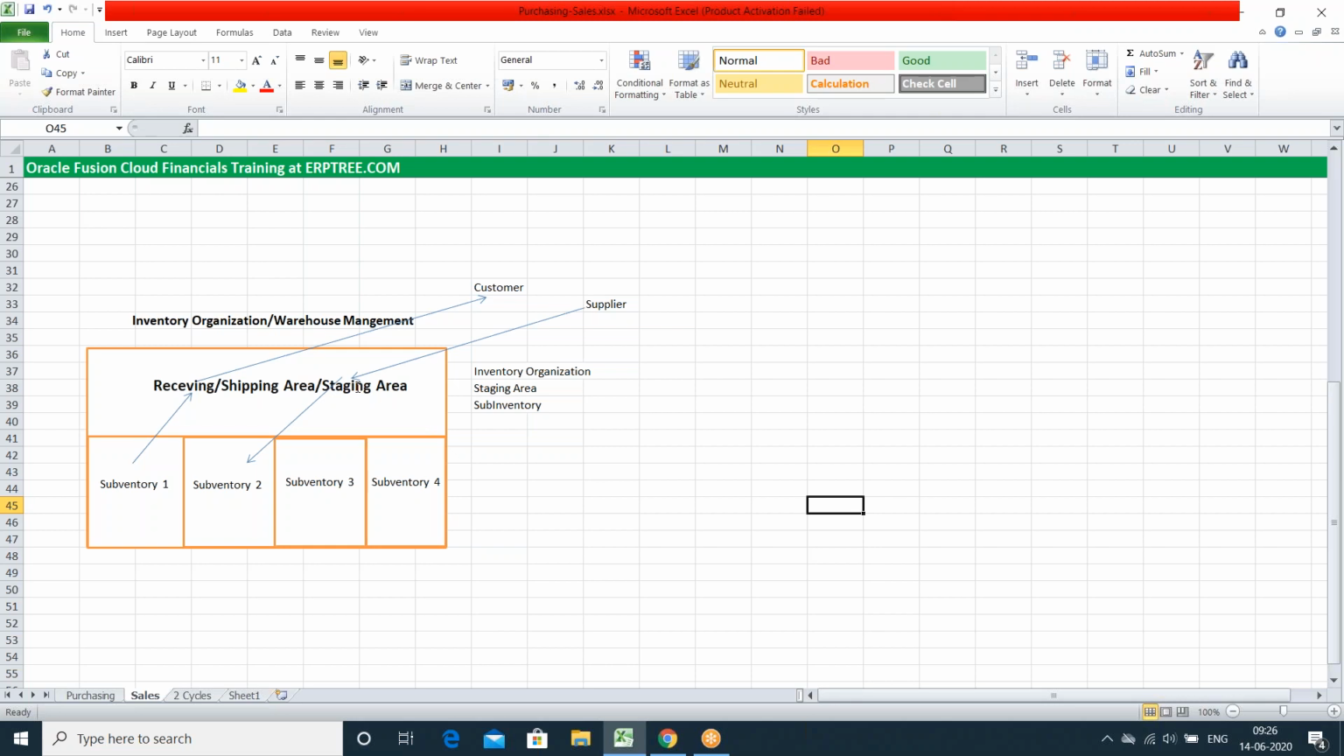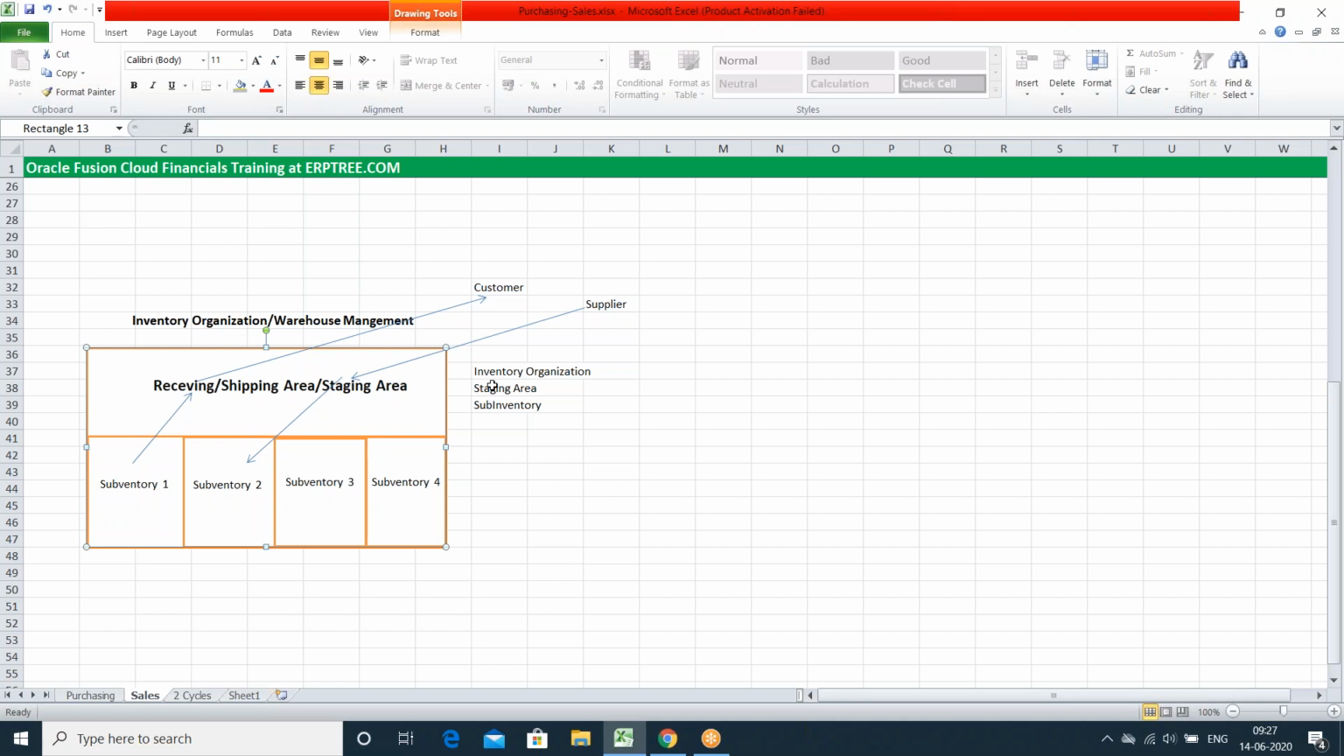The same way, if you are going to supply the material to a customer, you have to pick the material from the specific sub-inventory and place it in one location. From there you can send it to the customer. That means when you are receiving the material into the targeted sub-inventory, first you take it into staging. When you are shipping the material to the customer, you pick the material from the sub-inventories and place it in some specific area. Then from there you can ship to the customer. You may move the material from sub-inventory 1 to this specific place, and there you may load it into the truck.